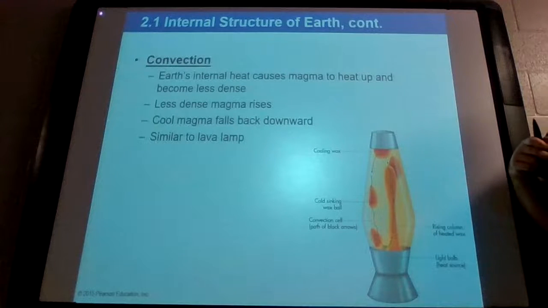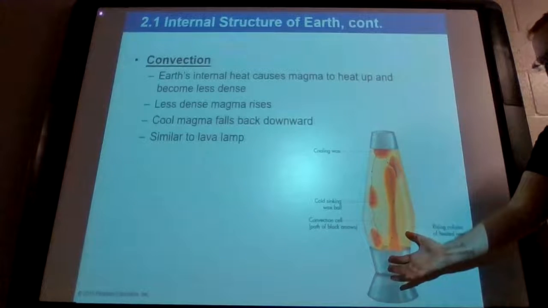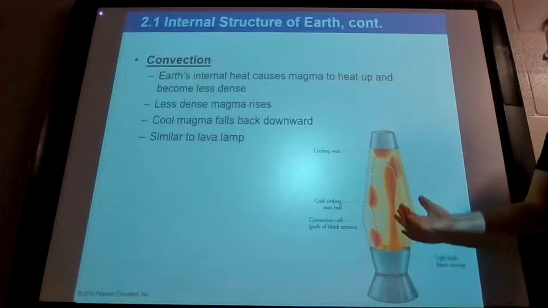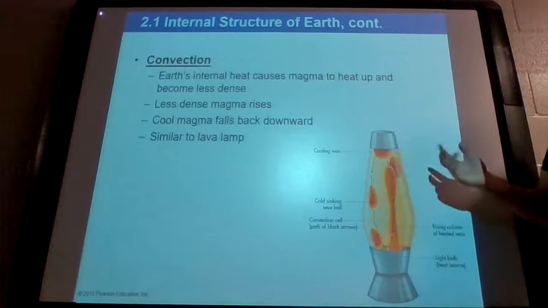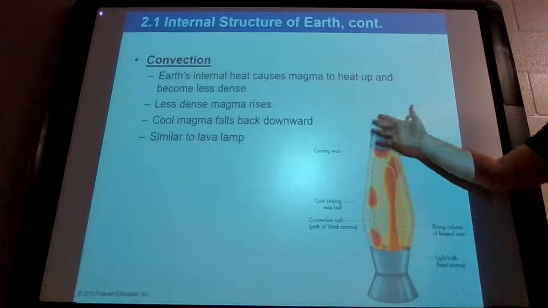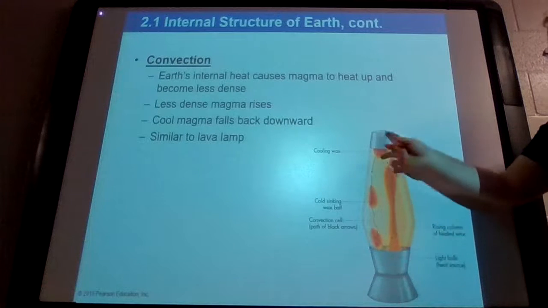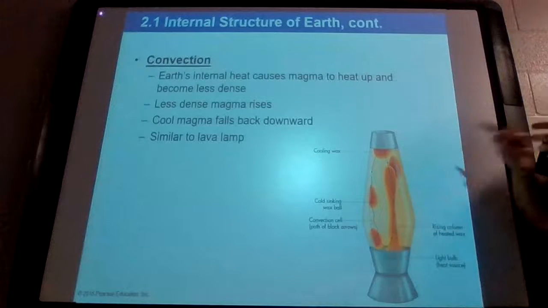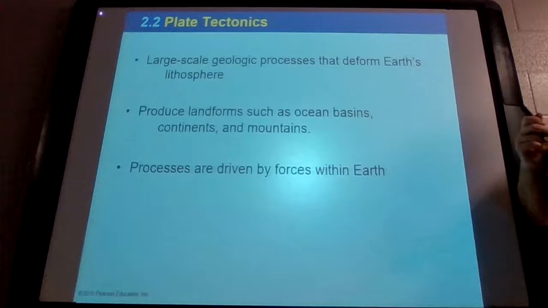So they talk about convection a little bit. The hot stuff from inside near the core of the earth rises up in these big plumes. Once it gets to the surface, it starts to cool down, and then it sinks. And those convection cells are what help drive plate tectonics, which I'm sure we'll see in just a second.